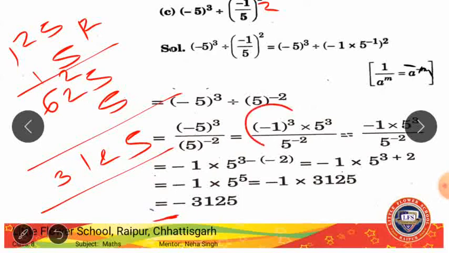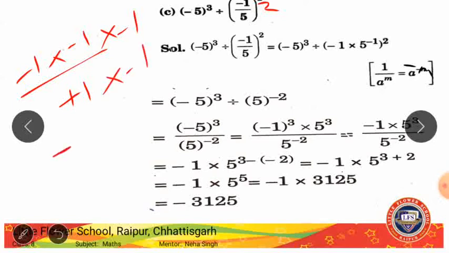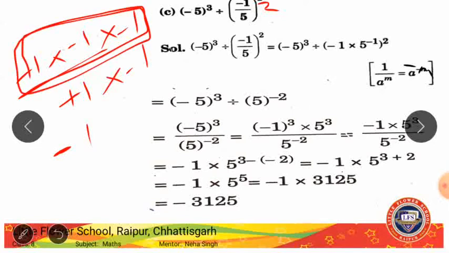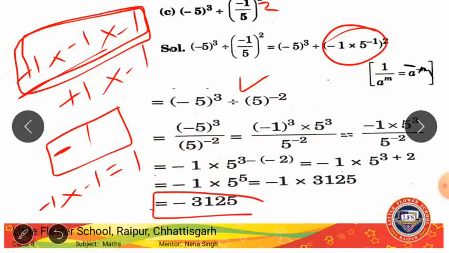Now where has this minus sign come from? Since we have seen here minus 1 power cube, minus 1 is with an odd power, means minus 1 has to be multiplied thrice. Minus 1 into minus 1 is plus 1, into minus 1, plus into minus is again minus 1. Whenever the power of minus 1 is odd, we will get a negative, minus 1. Whenever the power is even, we will get positive, plus 1. Here the minus sign vanished because the power was 2. So we are left with the answer minus 3125.